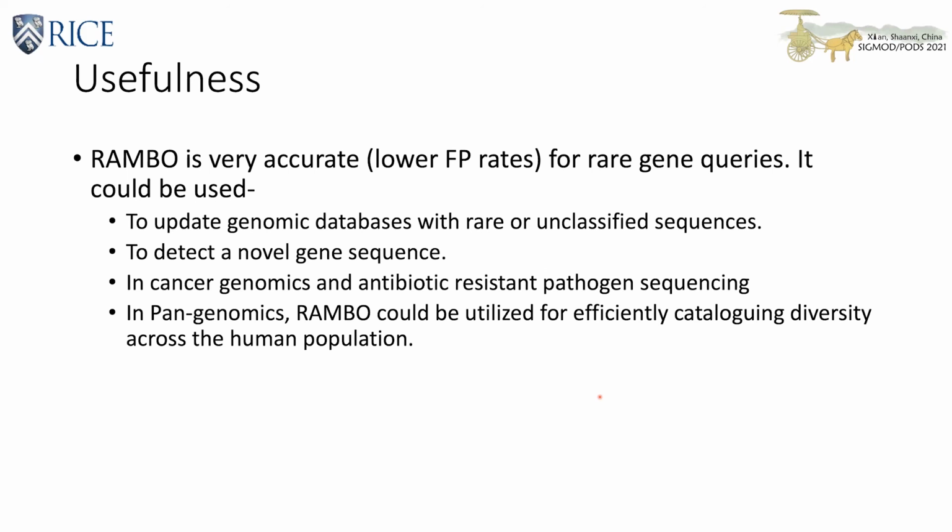So we noticed that Rambo is very accurate for lower FP rates. That means for rare gene queries, the index is very accurate, and hence it can be used in a variety of cases. For example, to update the genomic dataset with rare or unclassified sequences, and this can be done accurately and very fast. To detect a novel gene sequence, it can be used in cancer genomics and antibiotic resistance pathogen sequencing. And in the case of pangenomics, Rambo can be used for cataloging the diversity across the human population.